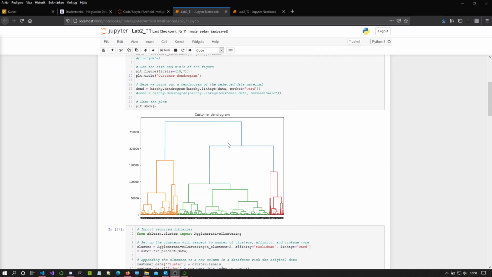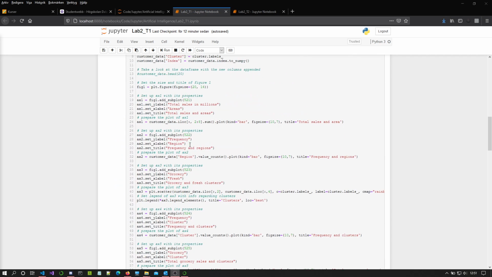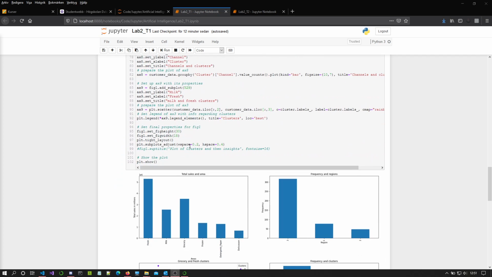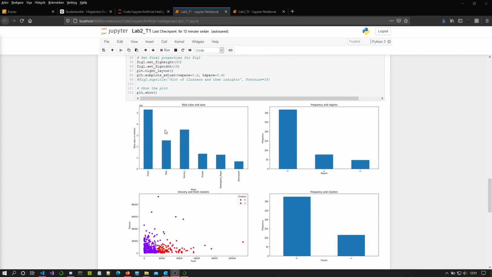And I have my dendrogram. This is the longest vertical line that doesn't intersect with another vertical line. So I pull my horizontal line here to try to see two clusters with data. And I prepared some graphs.